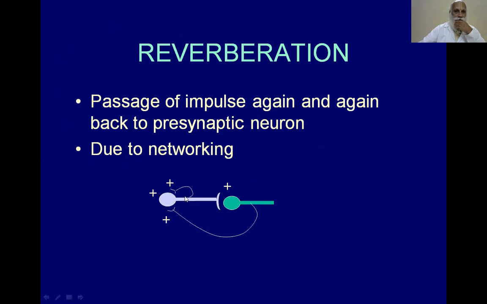Reverberation. If you see these two neurons, each has a collateral ending on the presynaptic neuron. The presynaptic neuron has a collateral, and the postsynaptic neuron also has a collateral ending on the presynaptic neuron. So there is a reverberation of activity. This is due to networking.